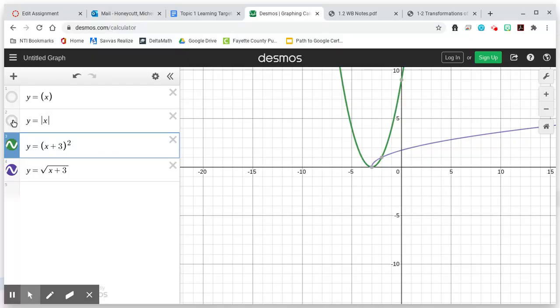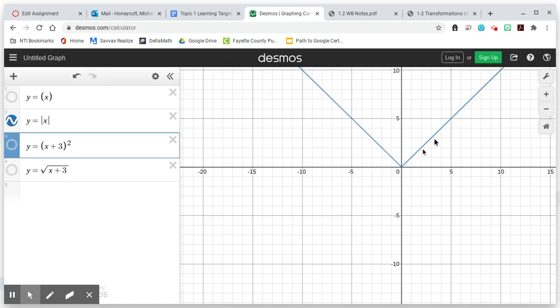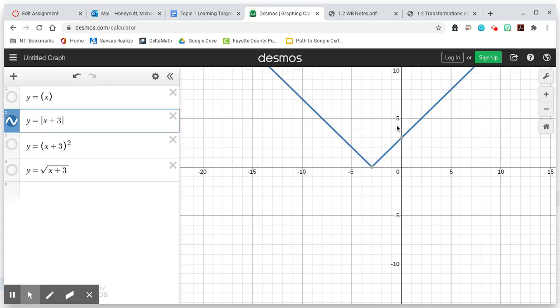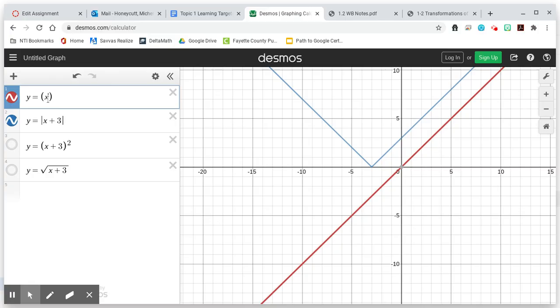Let's see what happens with the absolute value function. Let me get rid of these guys. Here's the parent absolute value function. If I add 3 inside the grouping symbol, it also goes backwards or to the left 3. Now here's the parent linear function. This one is going to be a little difficult to see, but I want to point out this point right here. If I add 3 inside the parentheses, it also shifts to the left 3.